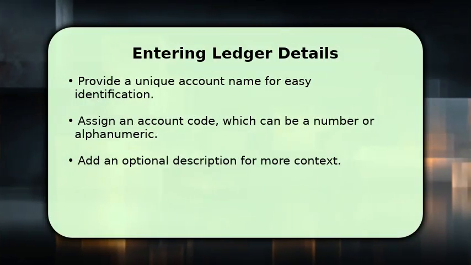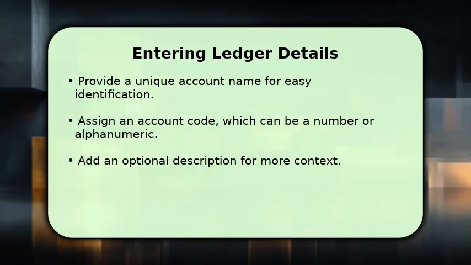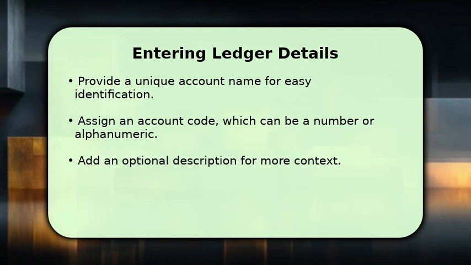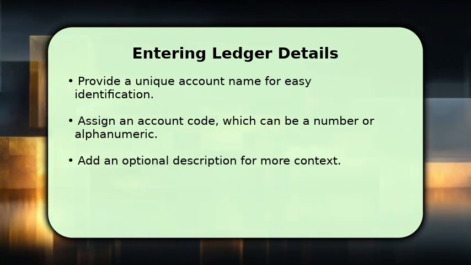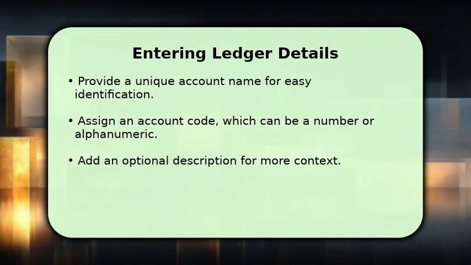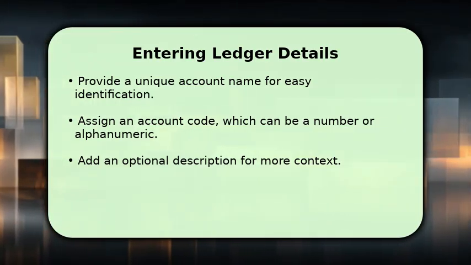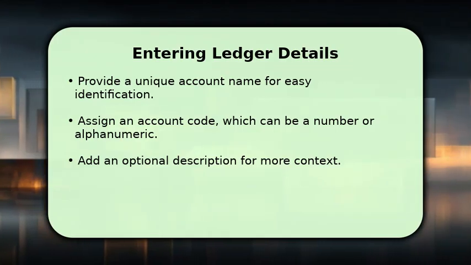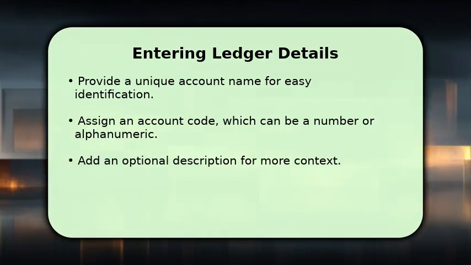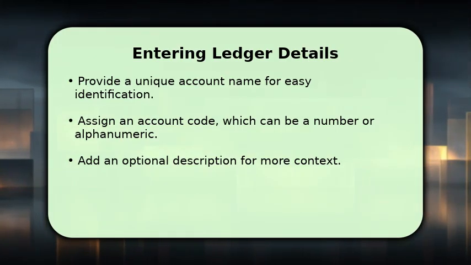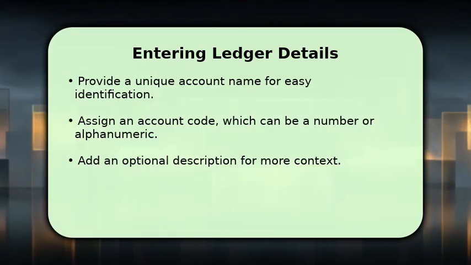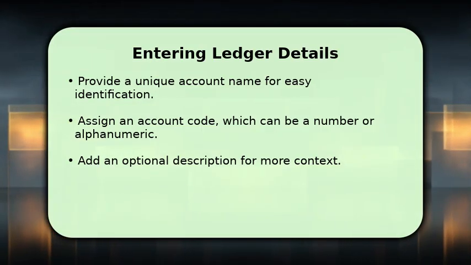Next, you'll need to enter the specific details for your new ledger. Start by giving it a clear and descriptive account name. This name will appear on your reports. You can also assign an account code, which helps with organization, especially if you have many ledgers. Finally, there's an optional description field where you can add any extra notes or context about this particular account.